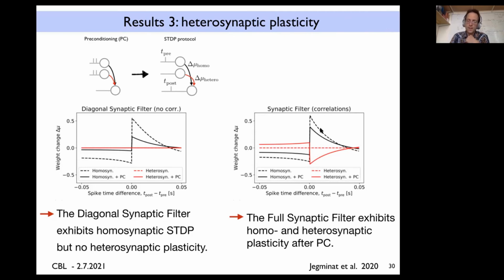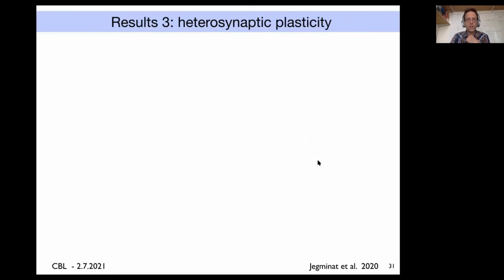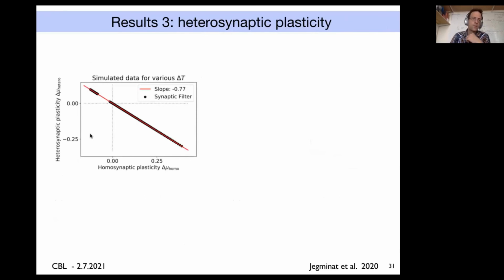And the interesting thing here is that those two are anti-correlated. If there's potentiation for one, there's depression on the other. This is what we see in our simulation results. If you have homosynaptic potentiation, you have heterosynaptic depression. So if you have LTP on one, you have LTD on the other, and vice versa. So there's some anti-correlation.